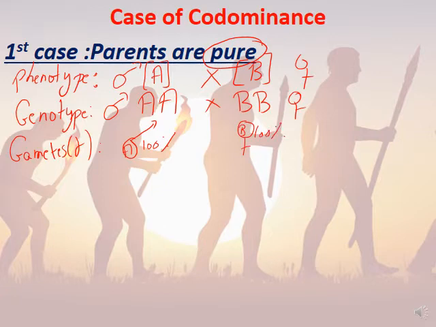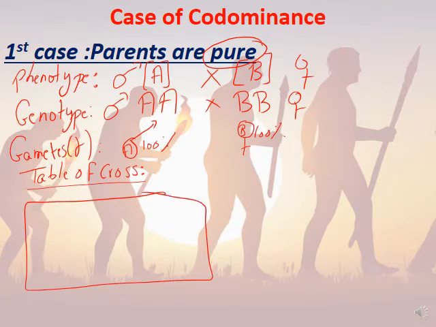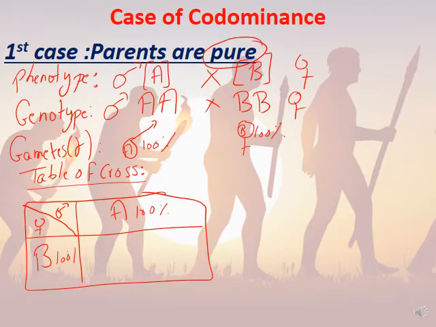Moving to the fourth step, which is the table of cross. Going to draw the table of cross, male and female. First of all, you have to divide it, male and female. The male has gamete A 100%, and here we have B 100%, and they will give the genotype AB 100%.